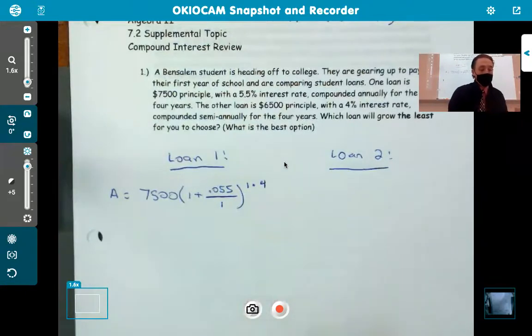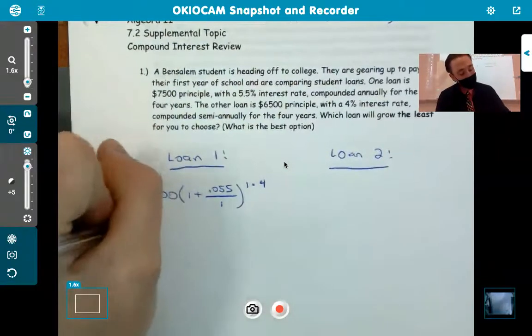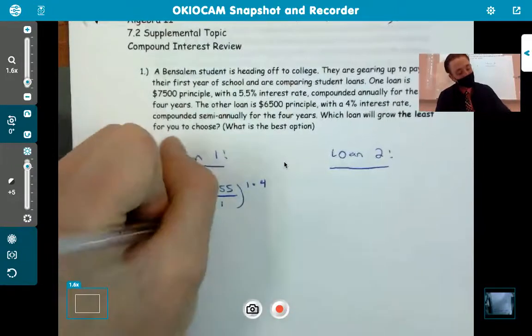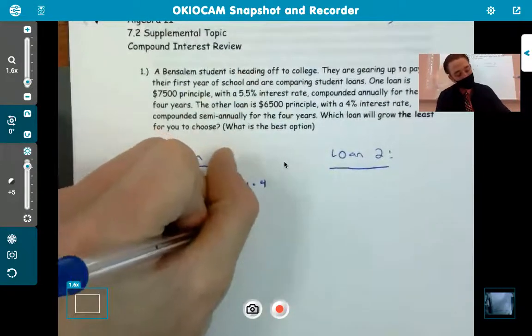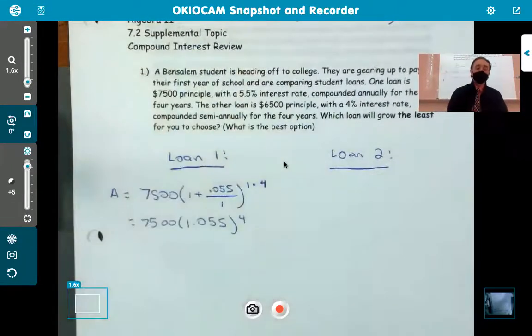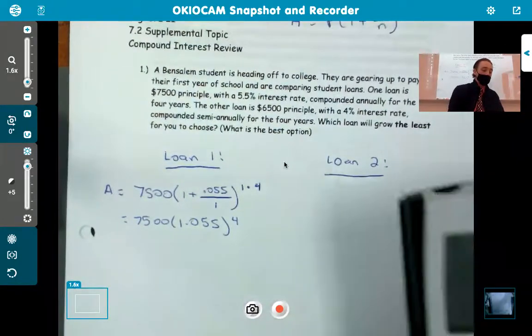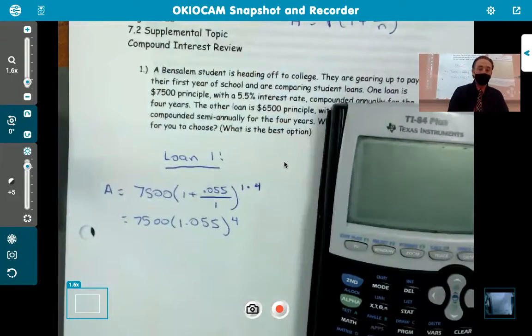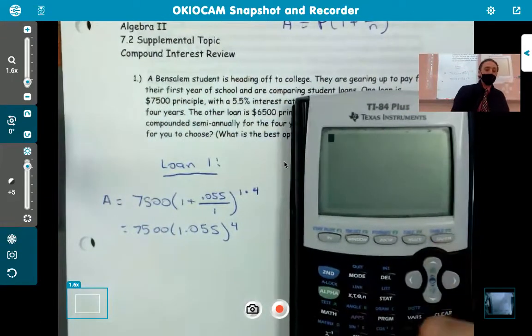0.055 divided by 1 is just going to give me 0.055. If I add 1 to that, I have 1.055 raised to the 4th power, obviously from the 1 times the 4. All right. So I just did 2 steps at once there, dividing by 1 and then adding 1. Very similar to on Friday, you're going to need to use some kind of calculator or some resource to help you out to solve some of these.